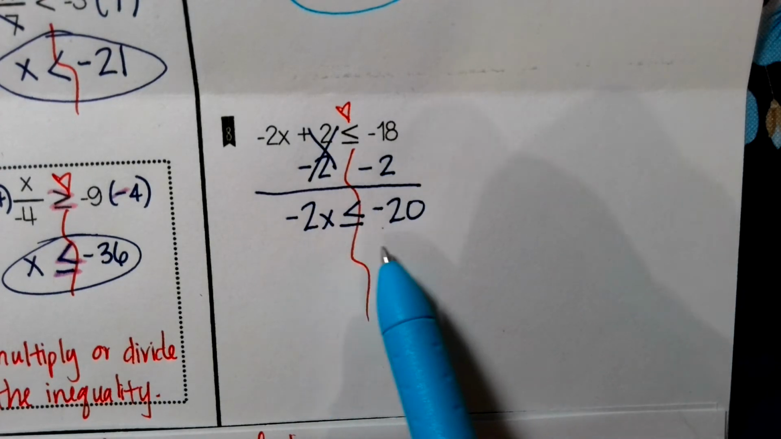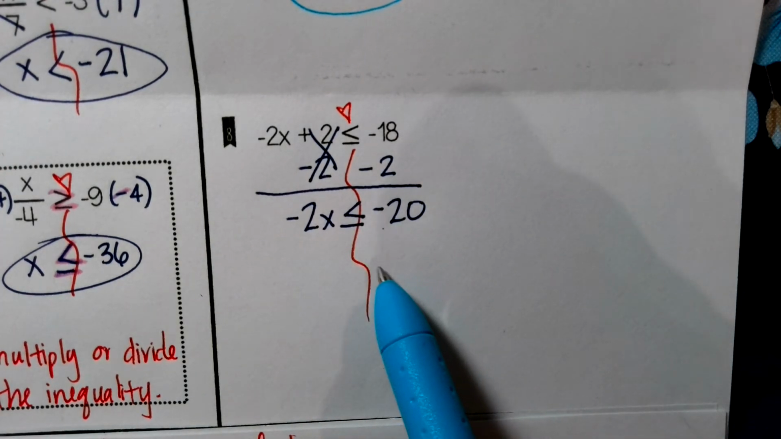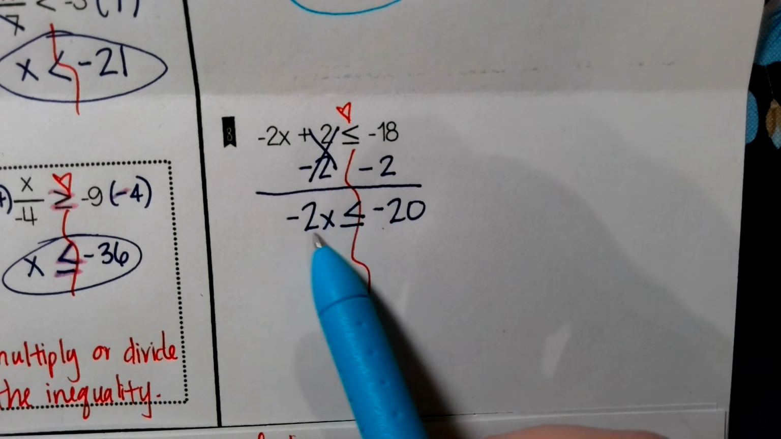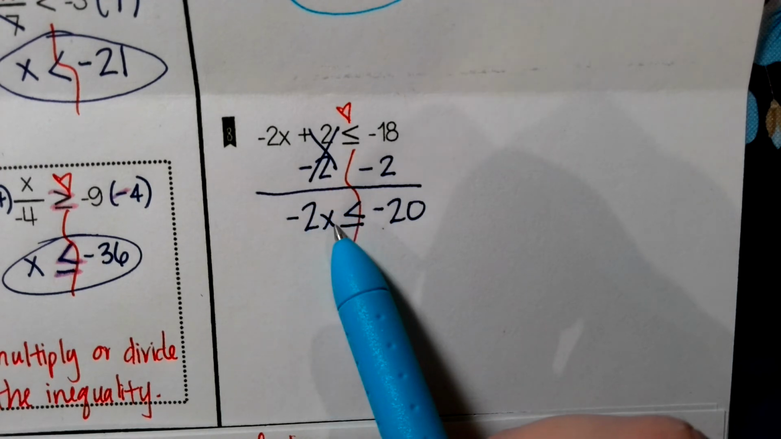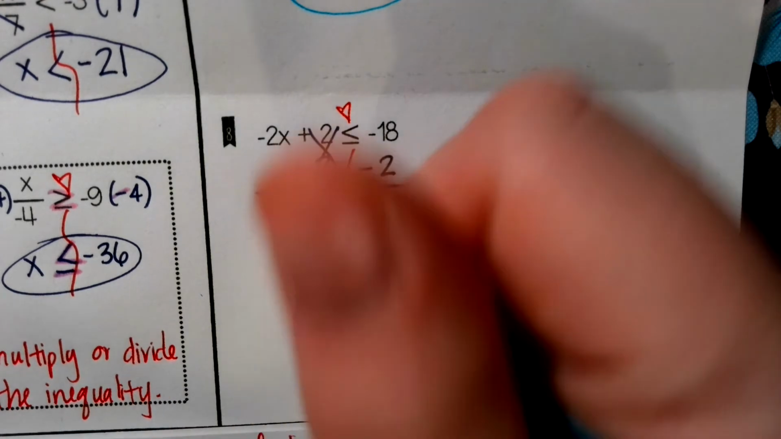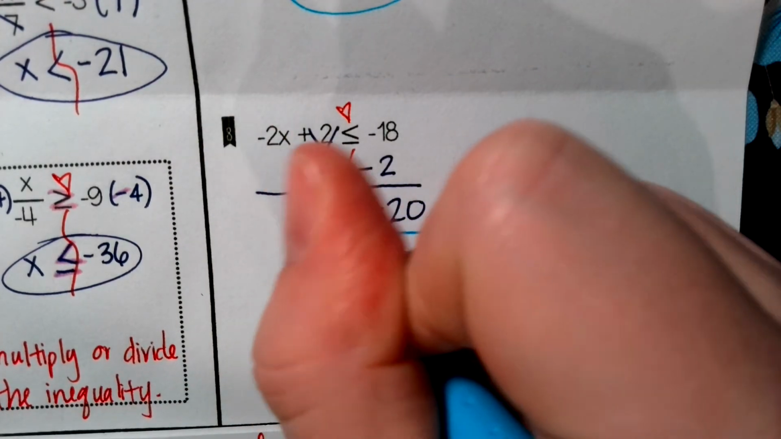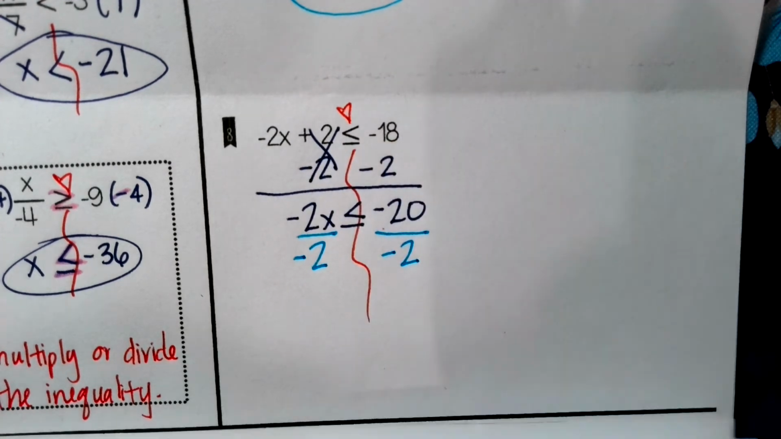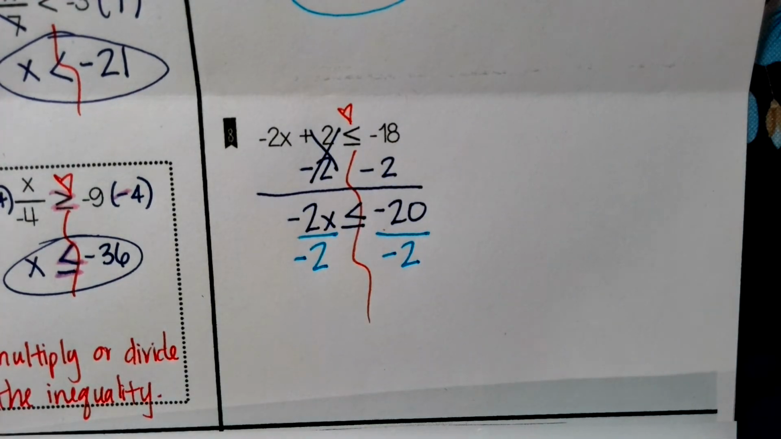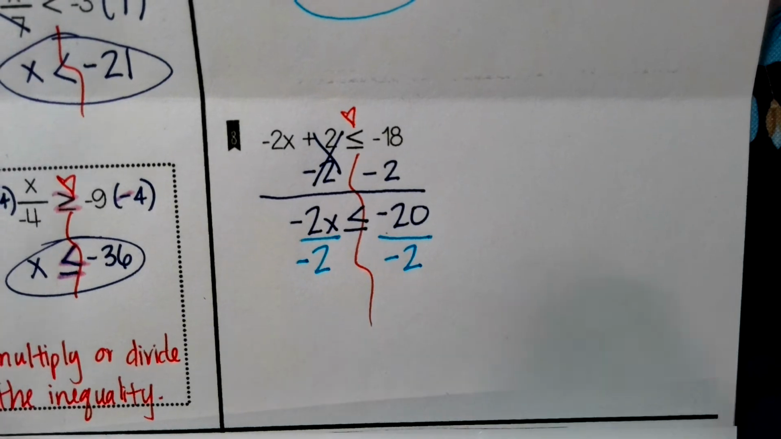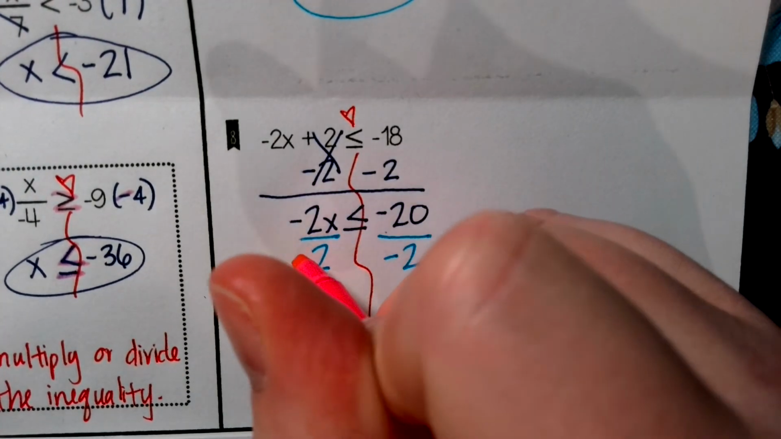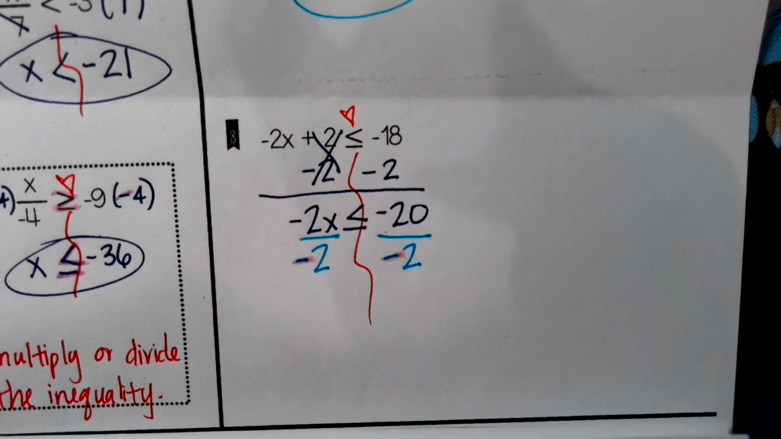So now what do I have to do to both sides? What operation is this again when they're side by side? That's multiplication. So the opposite is division. So I have to divide both sides by negative 2. What happens if I multiply or divide by a negative number?